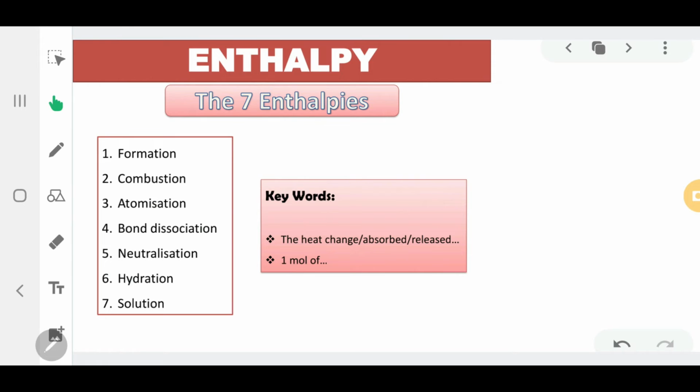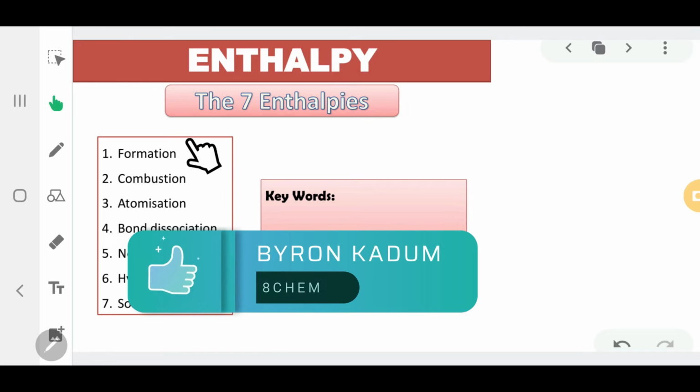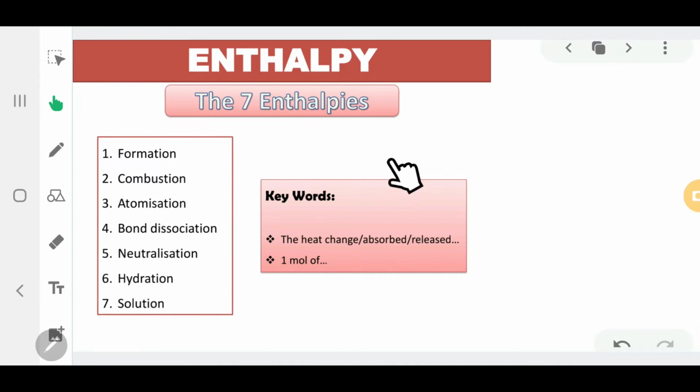In this Straight Chem session, we're going to learn about the 7 enthalpies for thermochemistry. We have formation, combustion, atomization, bond dissociation energy, neutralization, hydration, and solution. We have to learn all of the definitions of these enthalpies, and it's very important for you to know that there are 2 important keywords in all of the definitions for the enthalpies.